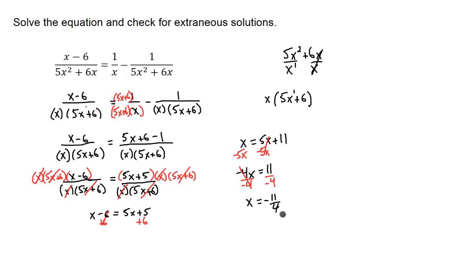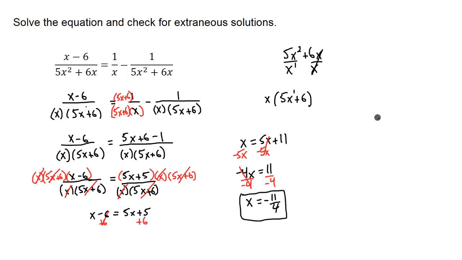So at this point we want to check to see if it's going to be an extraneous solution, and it's not, because if I plug in a negative 11 over 4 here for this x, I'm not going to get a 0, and chances are if I go ahead and plug in a negative 11 over 4 right here for this x and this x, I'm not going to get a 0 in the denominator either. So this is going to be my final answer, which is not an extraneous solution.